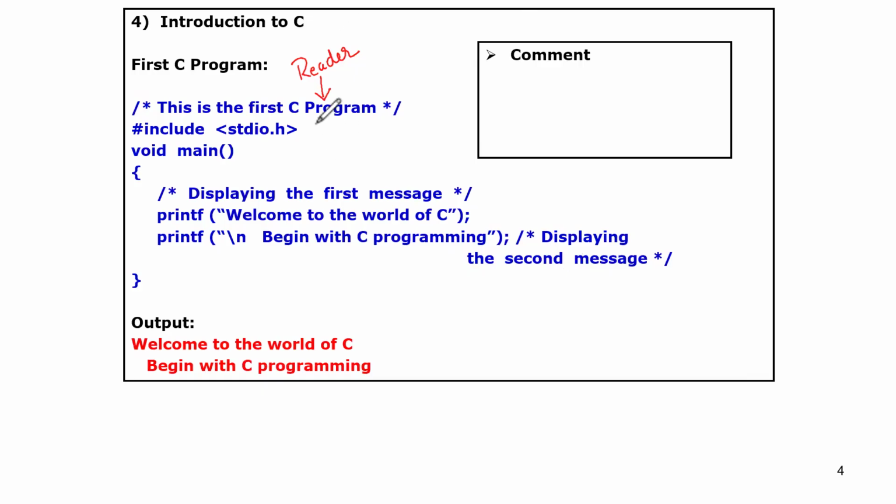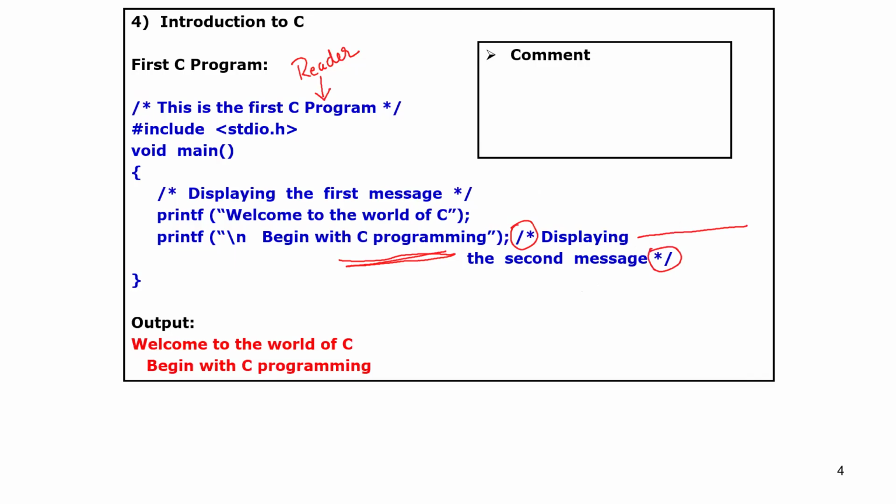Anyway, so this comment says this is the first C program. This says displaying the first message. Now look at this comment. This comment starts on the first line and goes on till the next line. So everything you write over here, and everything you write over here will also be treated as a comment. Okay. So anything you write between this and this is a comment.